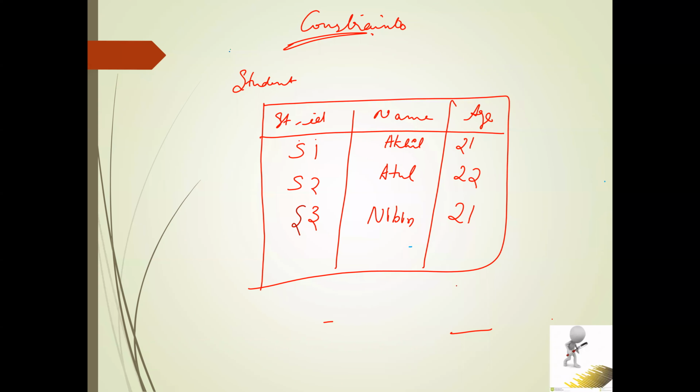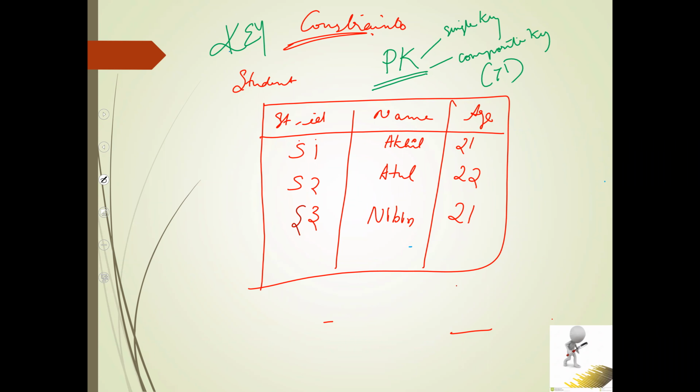We'll go for the next constraint called key constraint. Now, key constraint tells that in a table, you should be having always a key which is a primary key. Primary key, it can either be a single key or it can be a composite key, which is a combination of more than one key. So key constraint tells that each and every table should have a primary key. Look here. This is a primary key. So this particular table satisfies my key constraint. There should be a primary key.